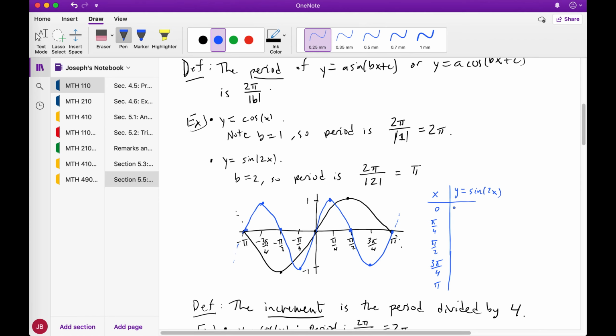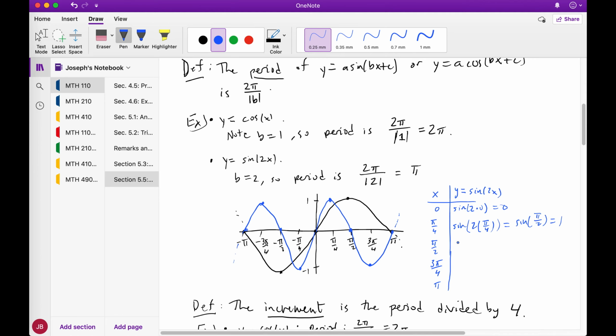And the reason for that is, well, let's see. Here we just get sine of 2 times 0, which is sine of 0, so that's 0. But here we get sine of 2 times pi over 4, when I plug in pi over 4, right? And that's sine of pi over 2, reduce the fraction. But that's 1. So it reached 1 faster. It reached it, in fact, twice as fast. Instead of reaching it at pi over 2, like normal sine, it reached it at pi over 4.